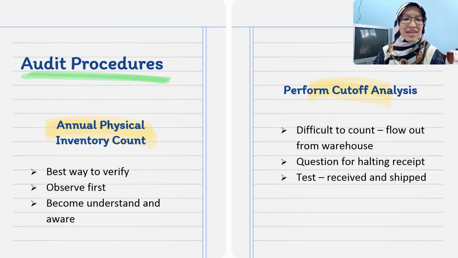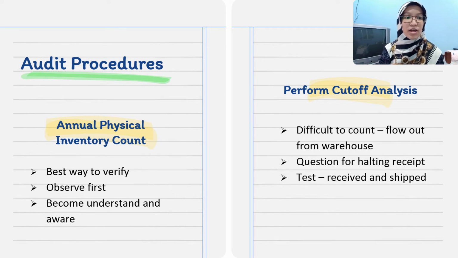Annual physical inventory count. The best way for the auditors to verify existence of assets is to take part in the physical inventory counts. Auditors should observe company inventory counts if at all possible. This is an excellent opportunity to understand the count procedures and become aware of any possible errors in their method. Second is perform cut-off analysis.